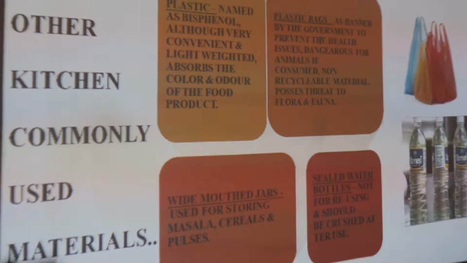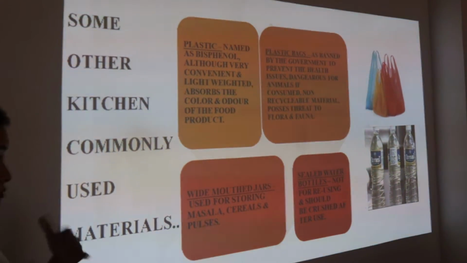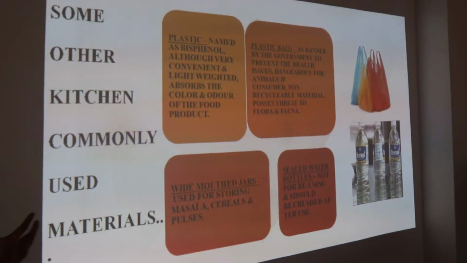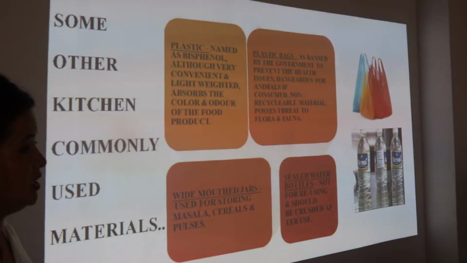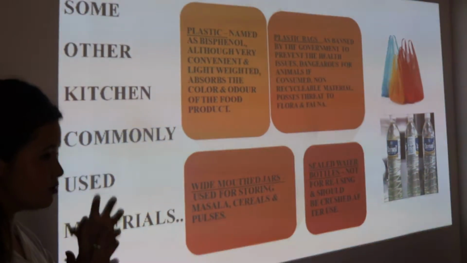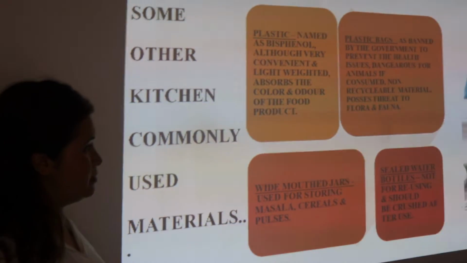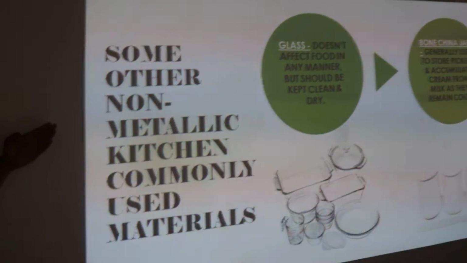Now we'll go to white mouth jars. White mouth jars are used for keeping our flour, wheat, dal, rice and so on. Another is the sealed water bottle. After consuming from a sealed water bottle, you should crush it and put it in the dustbin.